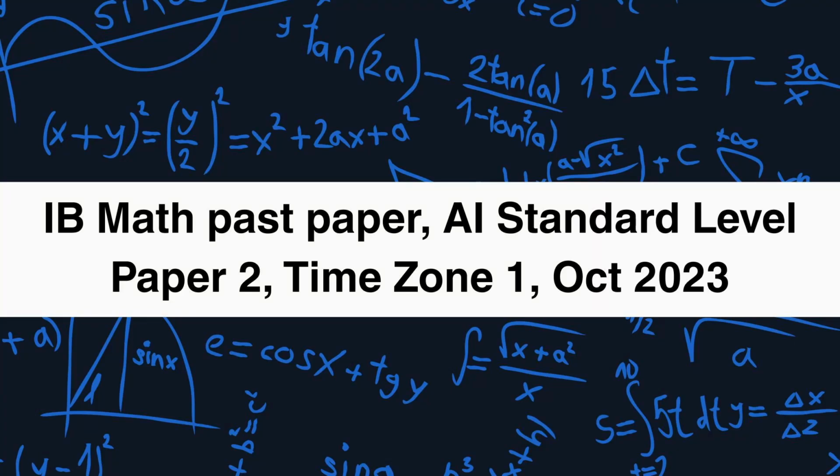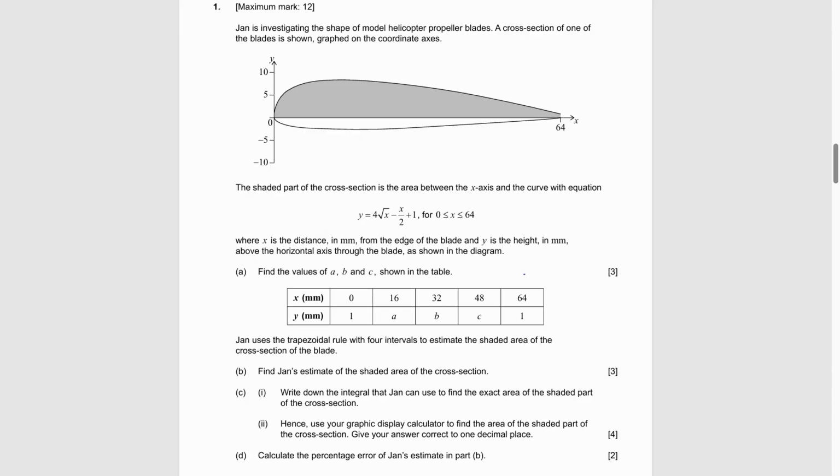IB AI SL October 2023, Time Zone 1, Paper 2. Question 1. The diagram shows a cross-section of an object.